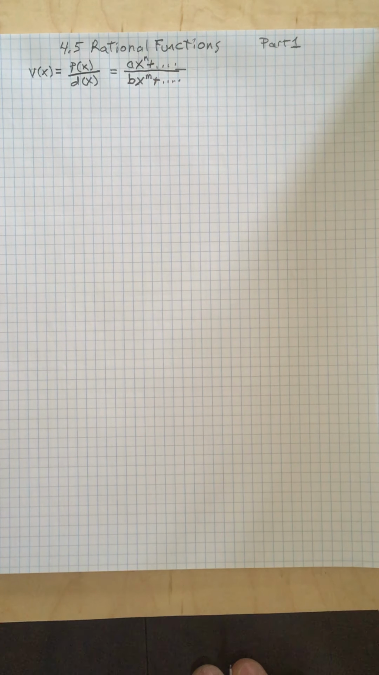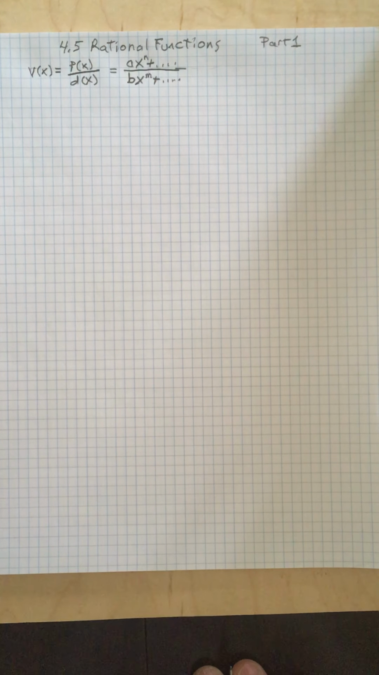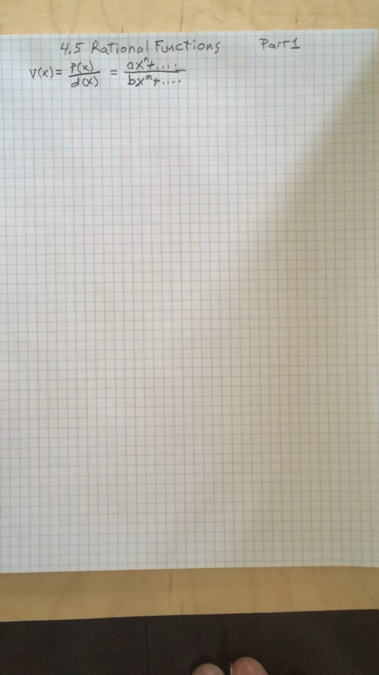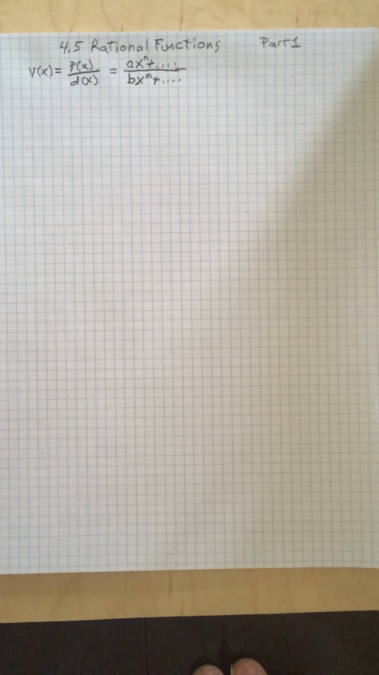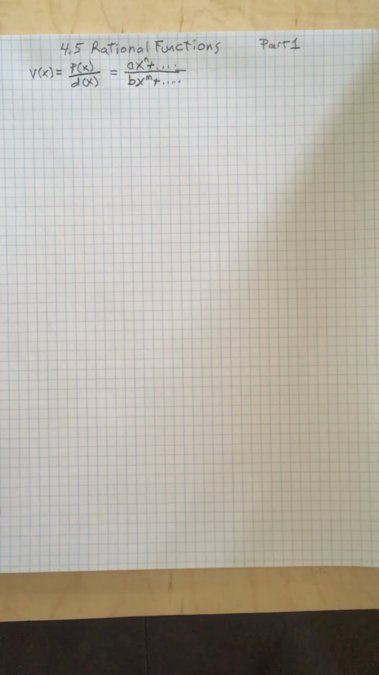And as you recall, back in section, I believe it was 3.2, you can go back and look, there was a discussion on asymptotes. Basically, they're a line where the graph can get closer and closer and closer to it, but could never touch it. So we'll see how that works here and how to find them.